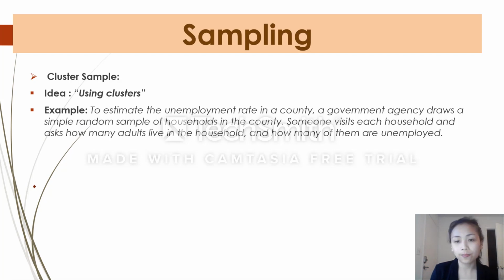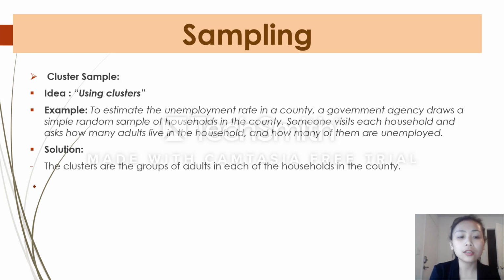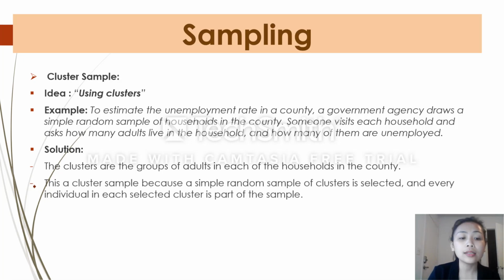That means they choose some clusters, and the cluster is the household. All of the members in that household will be collected. So the solution in this situation is the clusters are the groups of adults in each household in the county. And this is a cluster sample because it is a simple random sample of clusters. Here is the difference with the simple random sample. In cluster sampling, we run a simple random sample of clusters, and then in each cluster, every individual will be selected.